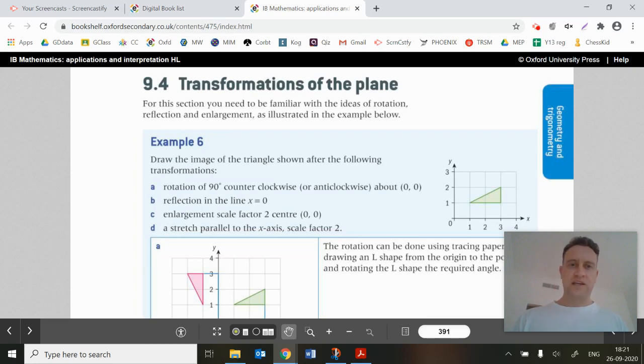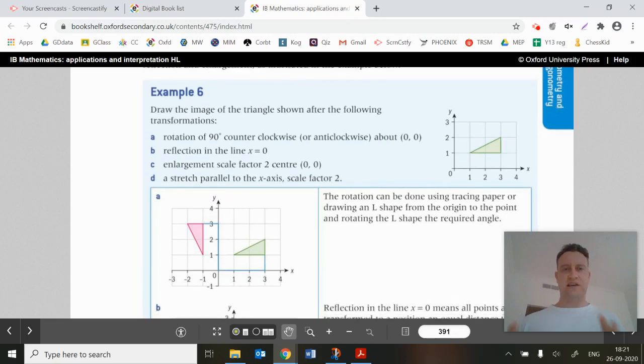So in example 6, they deal with some transformations here, a rotation, a reflection, and an enlargement, and a stretch in one particular direction. Again, not translations. And they deal with this without matrices. So this is just stuff from previous courses for most people. So have a look through this one. It's not what I'm going to be dealing with here.